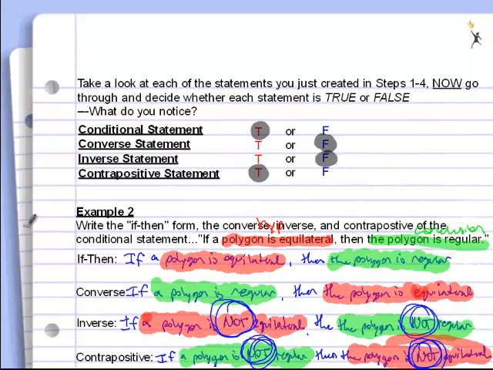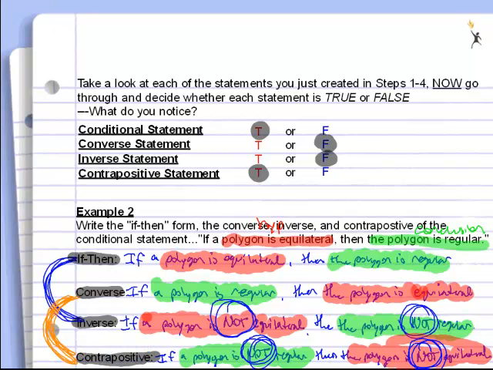You can see now how the conditional statement and the inverse are written the same, but the inverse is negative. The converse and the contrapositive statements are written the same, but the contrapositive is negative. Hopefully, after this example, you can really understand how to write a conditional statement, which is right here. Let me go through. Hopefully, you can write a conditional statement. You can write a converse. You can write an inverse. And you can write a contrapositive.